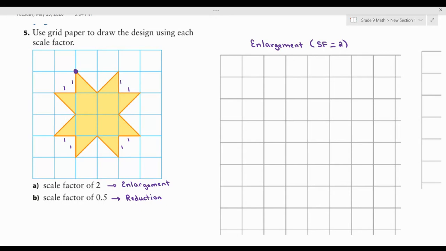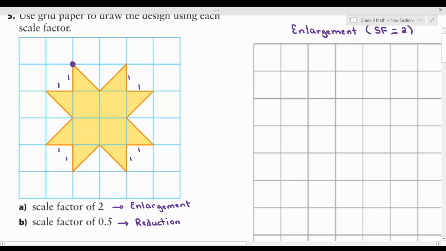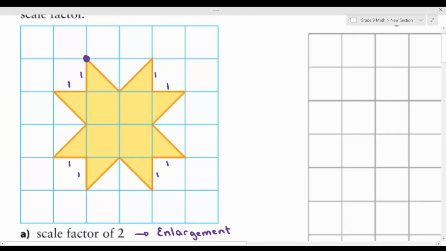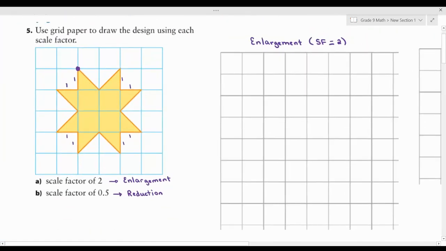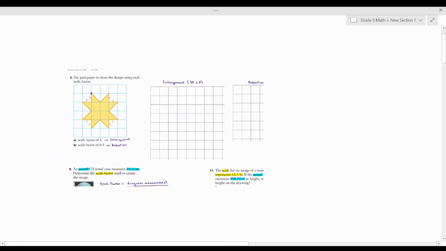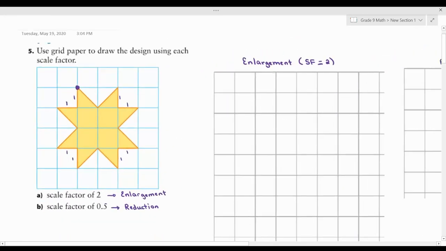They give you the shape and two questions tied to it. They want you to redraw it with a scale factor of 2. You'll notice that I've pointed out if your scale factor is bigger than 1, that's an enlargement. So I want to take this shape and think about enlarging it like that. And then question B is a scale factor of a half. Reminder, if your scale factor is less than 1, we consider that a reduction. That would be like me taking this picture and squishing it, so making it smaller.